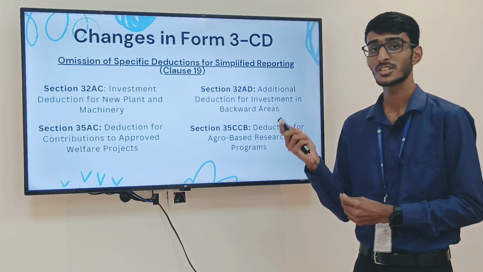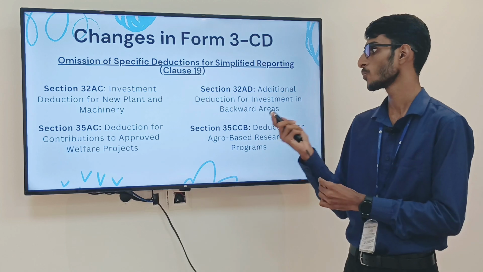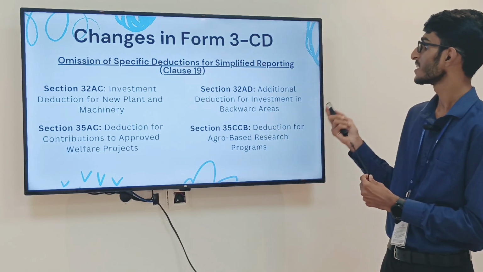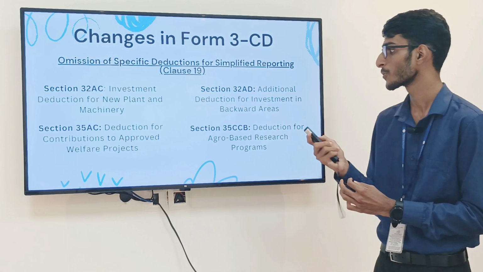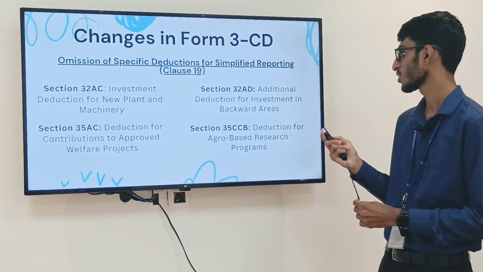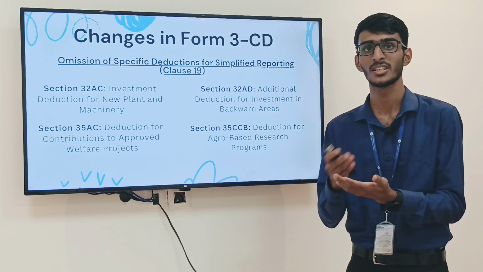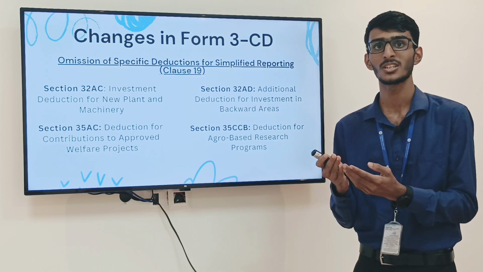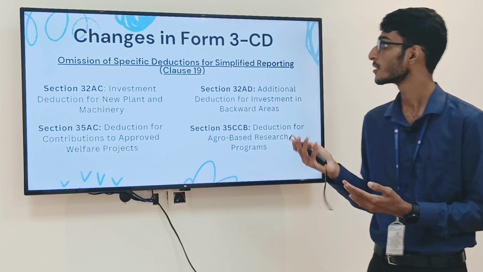The next ones are the omissions, as these are no more relevant. The first one is the investment deduction for new plant and machinery. The others are the additional deduction for investment in backward areas, deduction for contributions to approved welfare projects, and deduction for agro-based research programs. As these are no more continued in the Income Tax Act, these disclosures are of no relevance, so they have been removed from Form 3CD.